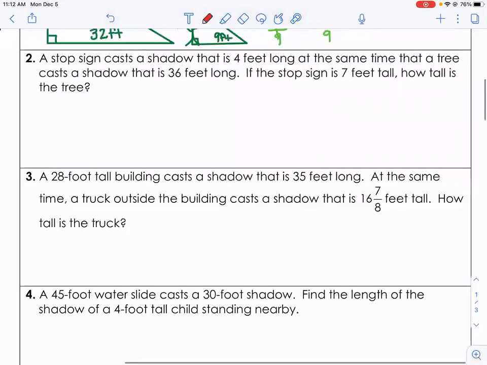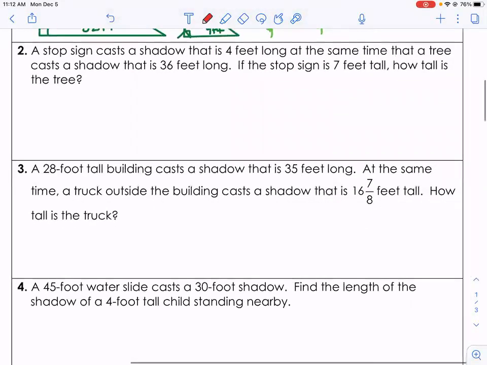All right, let's talk about number 2. Let's draw a picture here. A stop sign casts a shadow that is 4 feet long. Let's stop and draw that picture. A stop sign. It's an octagon. Don't feel like drawing that. Okay, so remember, a shadow is on the ground. So if I have a stop sign, its shadow is on the ground.